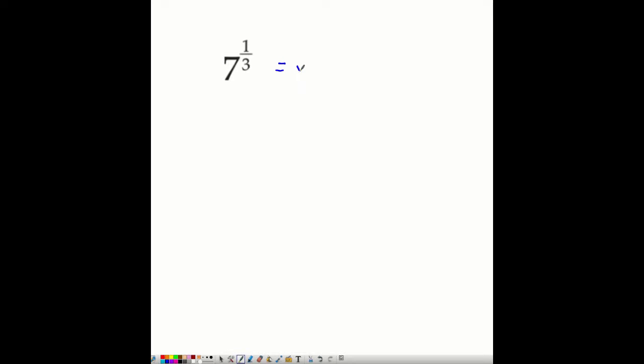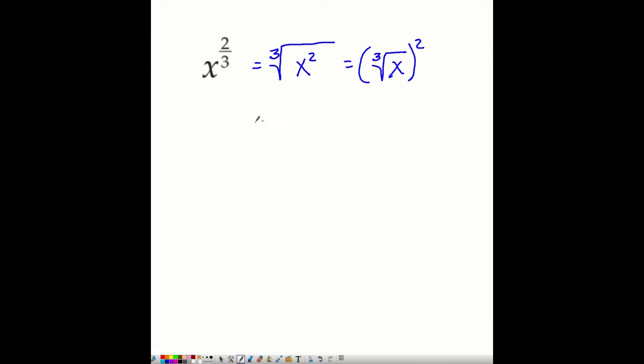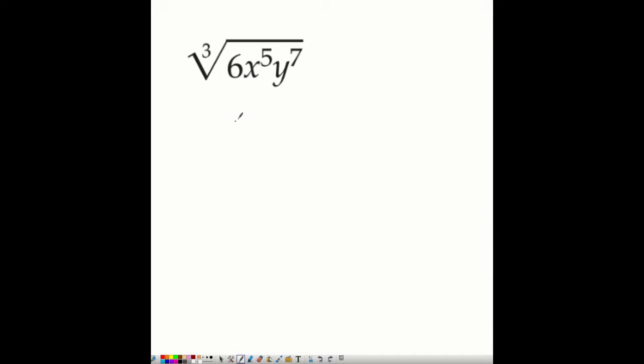When you have a fraction in the radical that's the same as the root, look at the denominator: it's going to be the third root of 7 to the first power. So the numerator would be the power of the exponent. We can simplify x to the 2/3, that would be the third root of x squared. You could also write this as the third root of x quantity squared. And that's the rule that we're talking about with simplifying radical expressions.